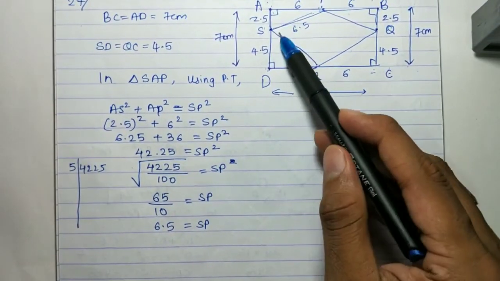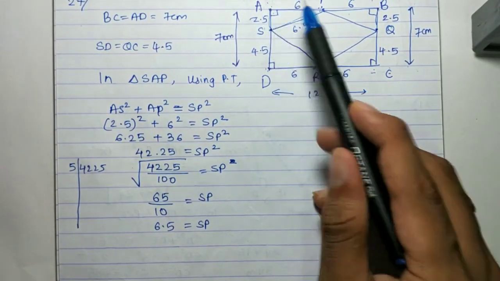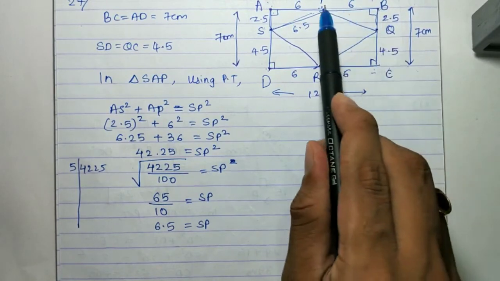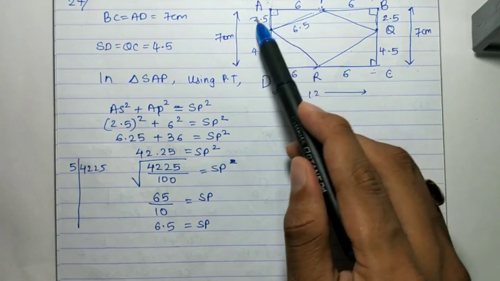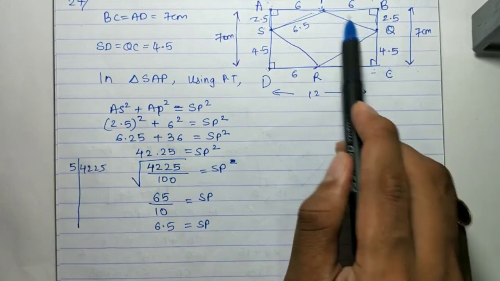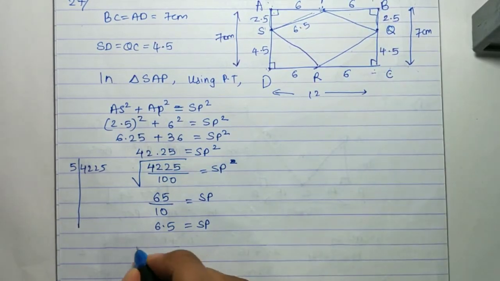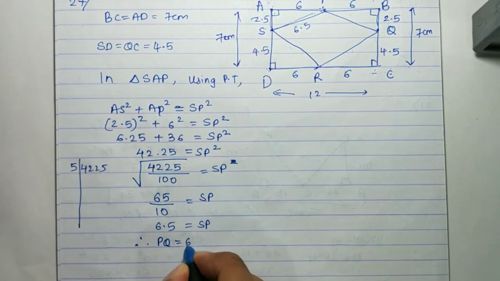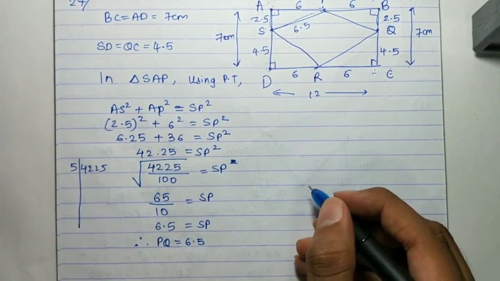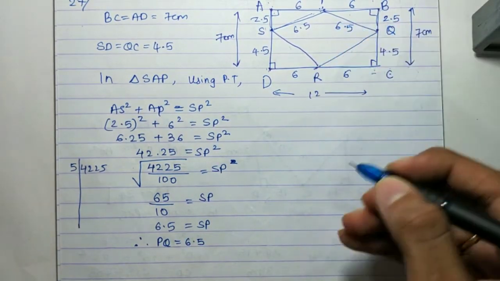Now if you observe, this is 6 and this is 2.5. Similarly, this is 6 and this is 2.5, so PQ will also be the same. The sides are the same, 6, 2.5, 6, 2.5. So this value will be the same. Therefore PQ will also be 6.5. Okay, so I got this PQ as 6.5.